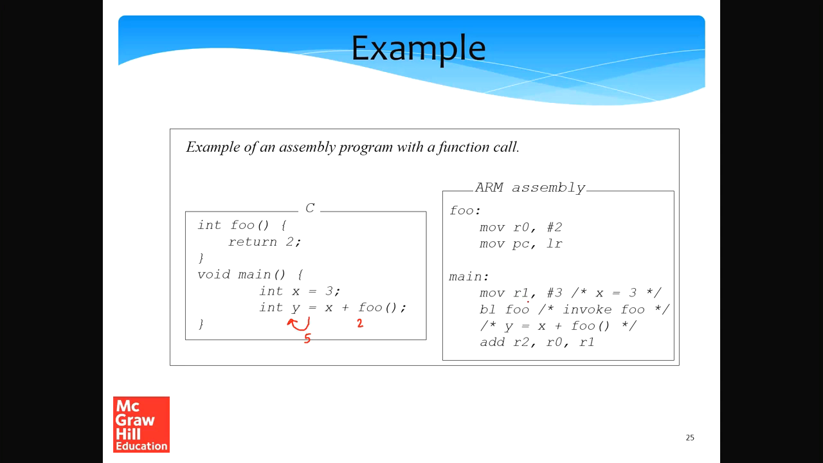So let's consider what needs to be done here. The first step is always mapping the variables to registers. So let's map x to R1. Let's add 3 to it. I'm sorry, let's move 3 to it. Subsequently, we call the foo function. The foo function moves 2 to R0, and so we need to return.